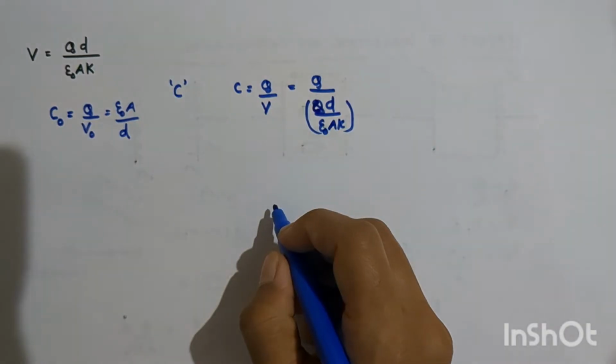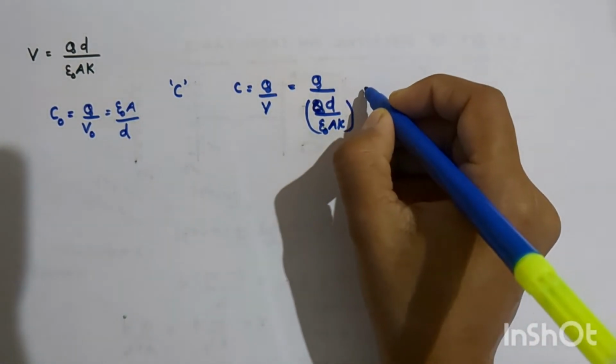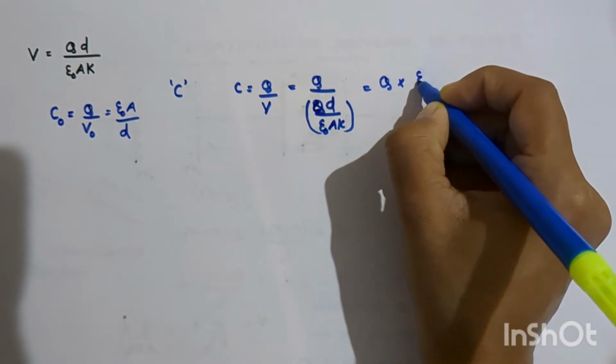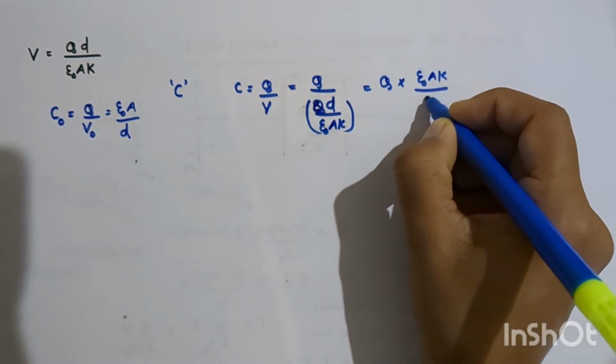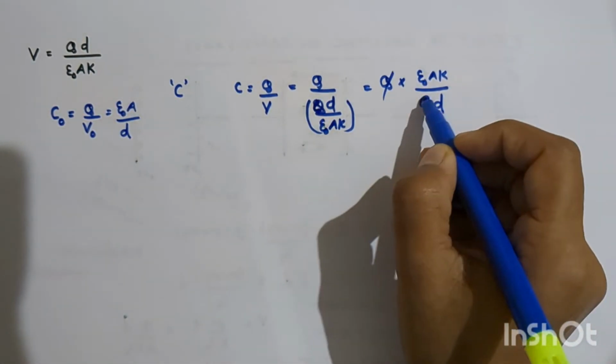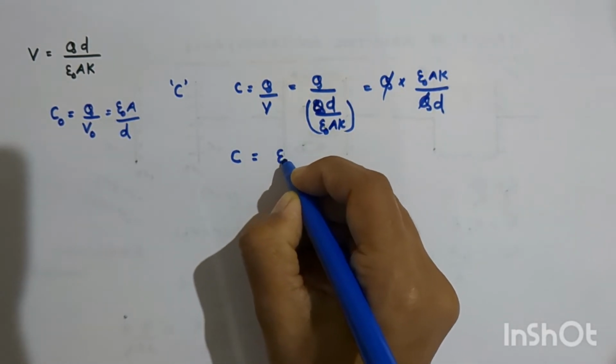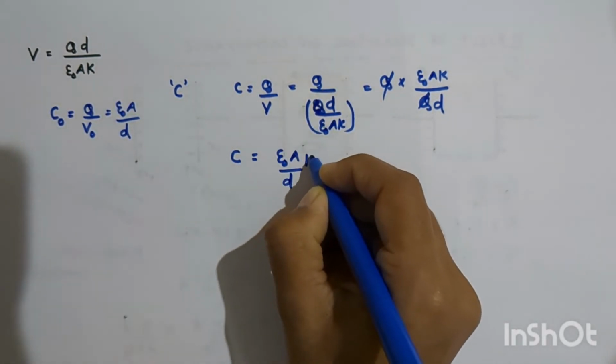So, multiplication with reciprocal. When we do that multiplication with reciprocal, this becomes Q into epsilon 0 AK divided by Q into D. You see this Q cancelled. So you will get the new capacitance C as epsilon 0 A by D into K.